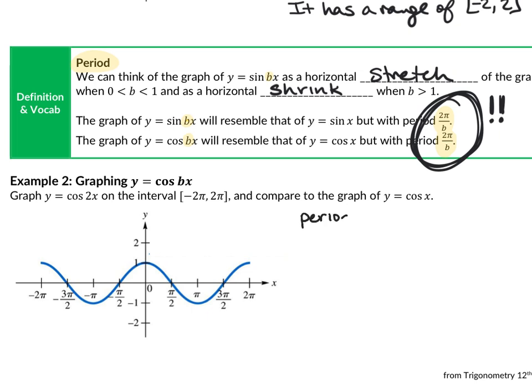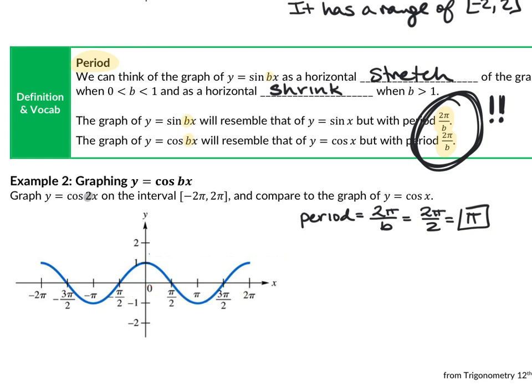Let's figure out the new period for this function. The period is going to be 2 pi divided by b. What's the number that is plugged into this formula for b? 2. So we are going to figure out that the period of this function is 2 pi divided by 2, which means that the new period of this graph is just pi. So we should finish an entire cosine shape from maximum to maximum, not in a 2 pi distance, which is what's shown on your graph, but in the distance of pi.